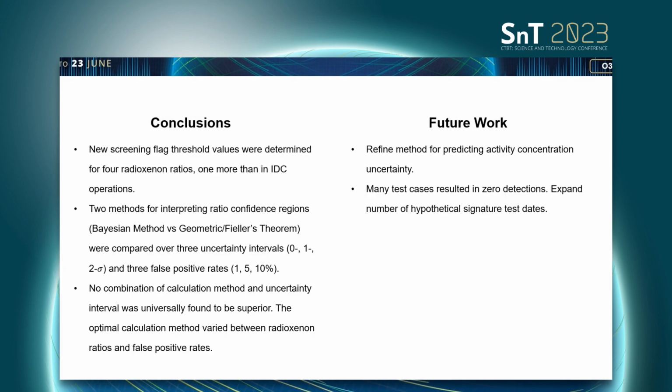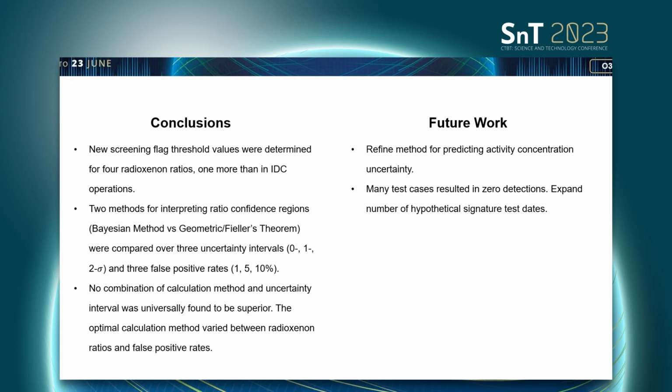So in conclusion, we calculated new screening flag thresholds for 4 radioxenon ratios, including one that is not currently in use by the IDC operations. We looked at 2 different methods for interpreting the confidence region, the Bayesian method and the geometric approach, or Fieller's theorem, and we compared these approaches over 3 uncertainty intervals and 3 false positive rates. Our results showed that no combination of calculation method and uncertainty interval was universally superior. It depends on both the radioxenon ratio and the false positive rate.